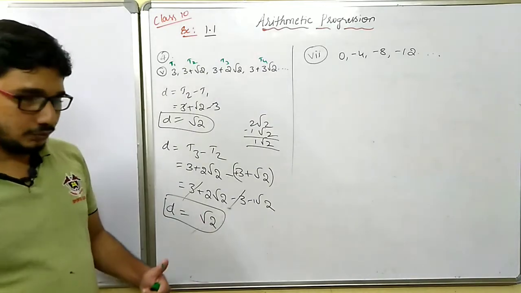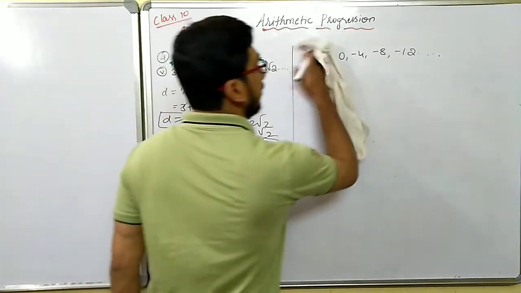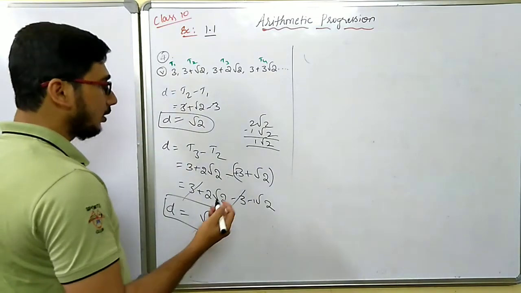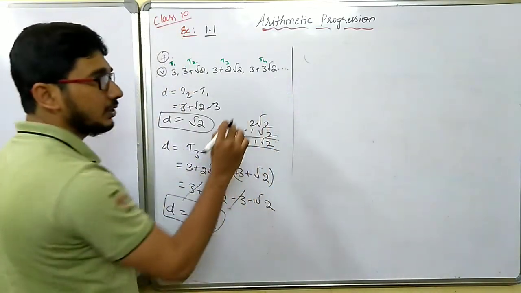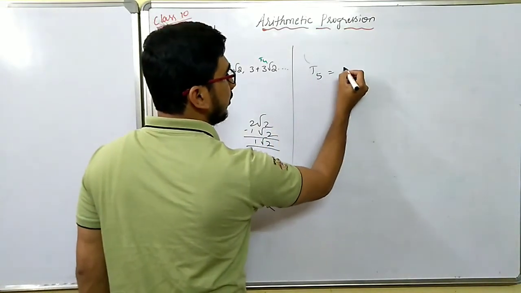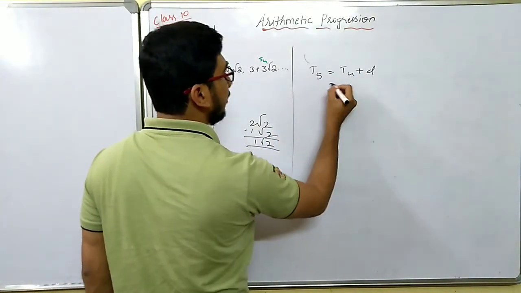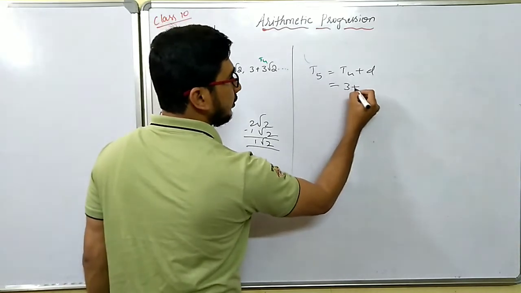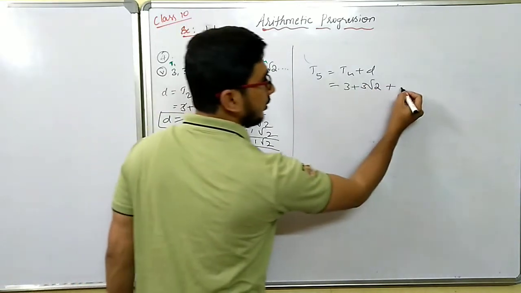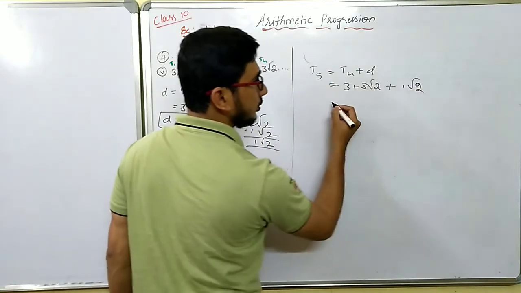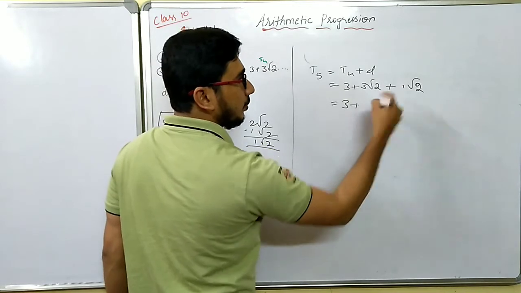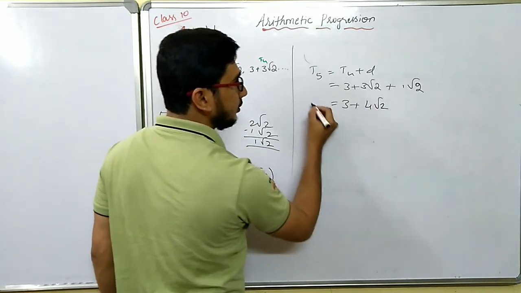So next 3 terms I have to write, right? What I will do? For this number, I will just add the difference. T5 is equal to T4 plus D. T4 how much? 3 plus 3 root 2, plus the difference, how much? Root 2 I have to add. 1 root 2 or root 2, that's all. 3 plus 3 apple plus 1 apple, totally 4 apple. This is T5.